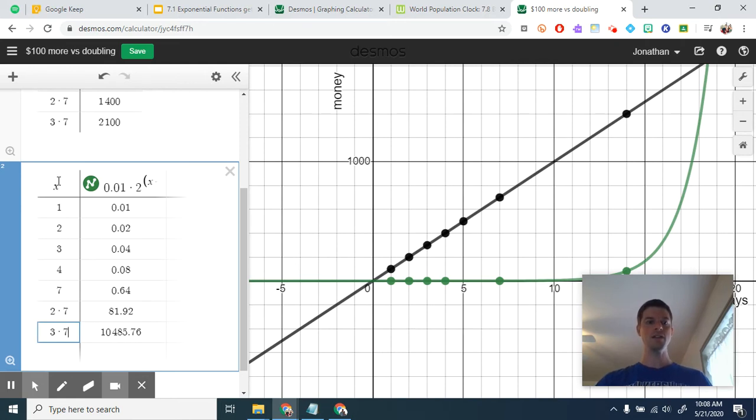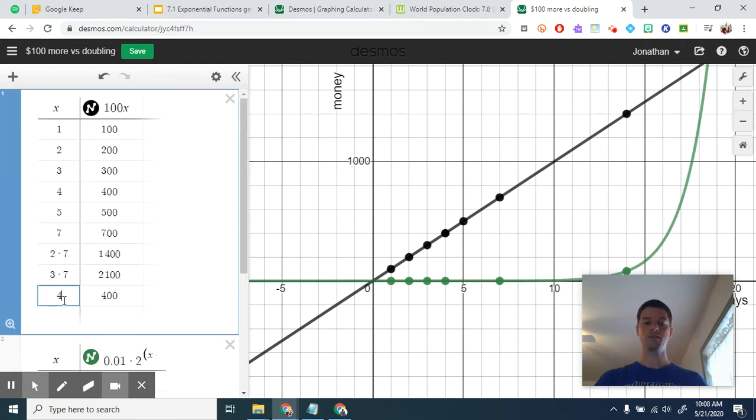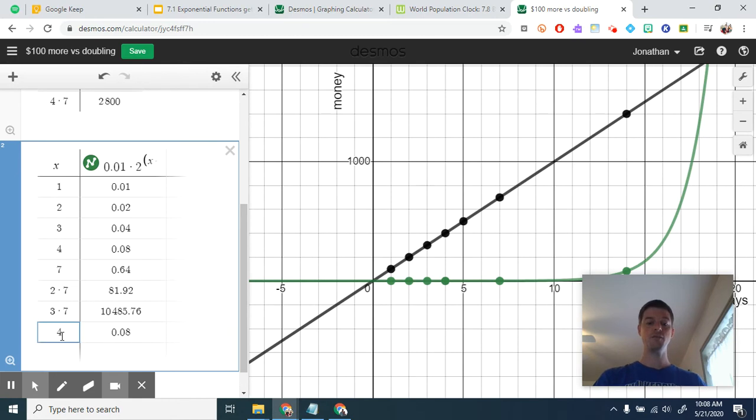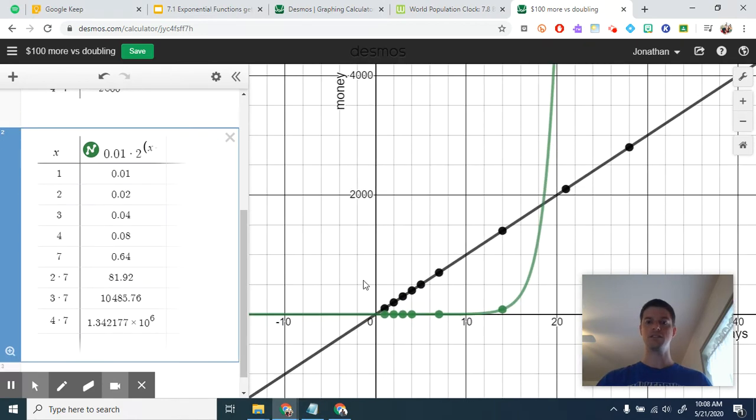$10,000. What? Let's go to the end of the fourth week. 4 times 7. That's 28 days later. It's going to give you $2,800. And 4 times 7 is what? What is this? $1.3 million? Let's zoom in to this one and see.